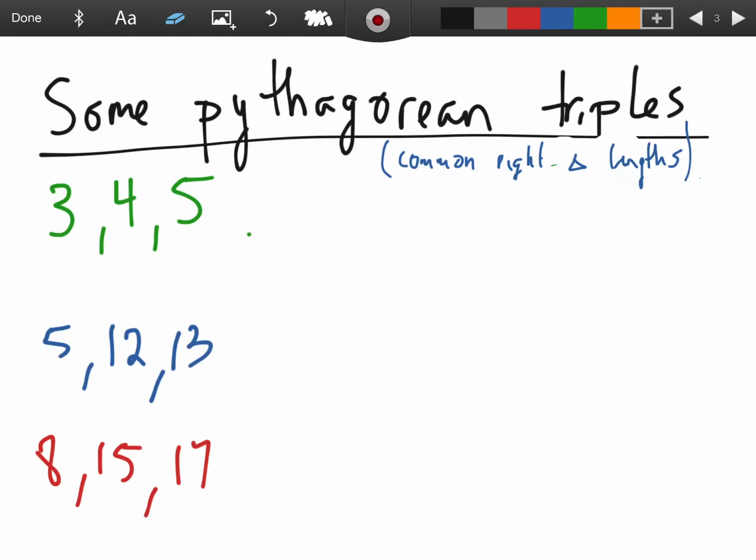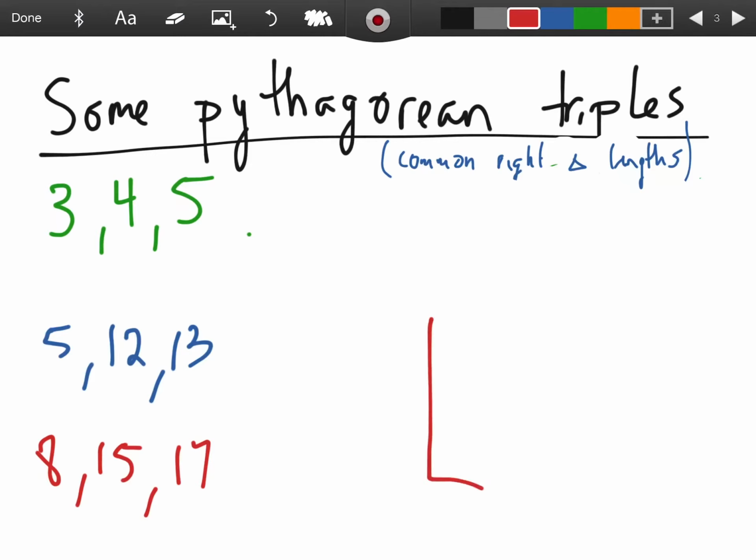And the last one we have is 8, 15, 17. Okay, 8 squared plus 15 squared equals 17 squared. Again, you don't believe me? Fine. I mean, it's foolish of you not to believe me, but 8 squared plus 15 squared is 17 squared. 64 plus 225 is 289.